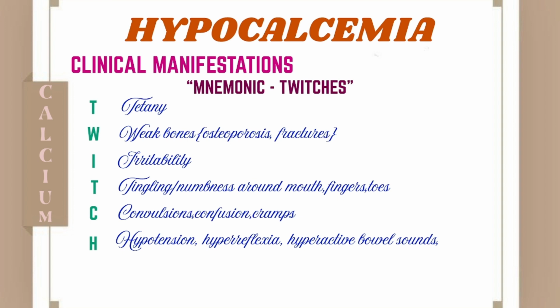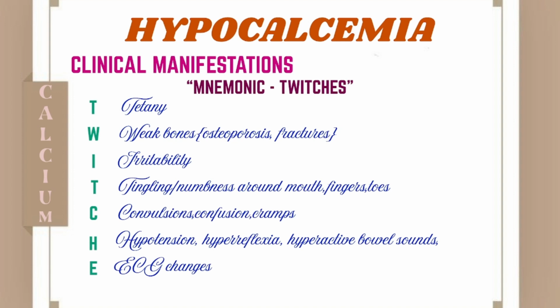Hypotension will occur due to reduced myocardial contractility. We know that calcium is important for muscle contraction. If there is less calcium, then heart muscles, that is myocardial contractility, will be impaired, due to which hypotension will occur. Hyperreflexia and hyperactive bowel sounds, that is hyperperistalsis, will also occur due to nerve or muscle excitability.